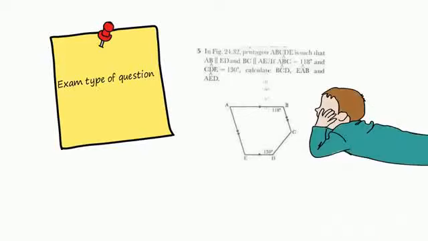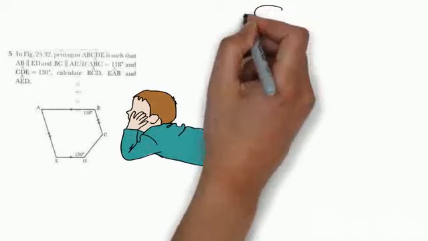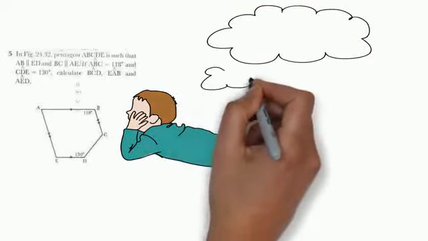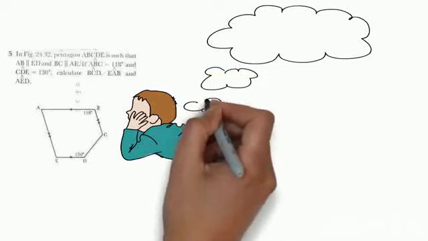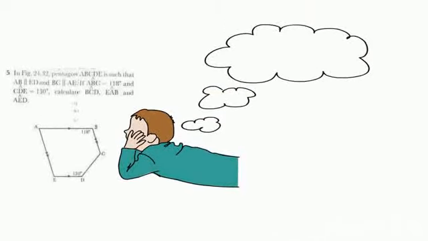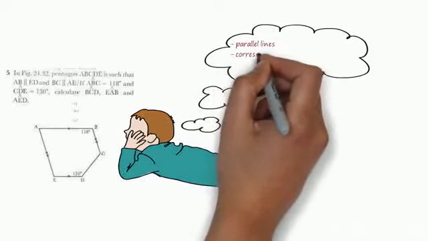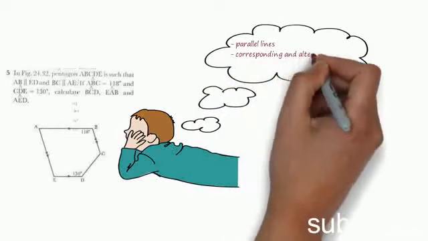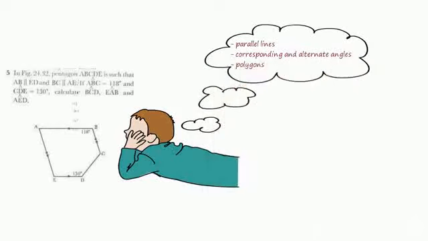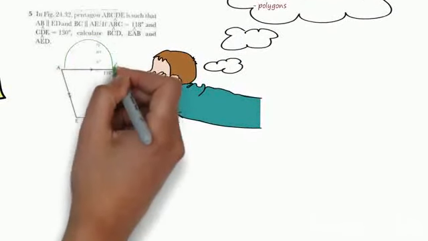Now, there's a question on the screen there. First of all, we read out the question, right? We see there's A, B, C, D. That's a shape, and that shape is a pentagon. And we can see there are arrows. Those arrows show AE and BC are parallel. And AB and ED, they are parallel. The moment you see that, you know that the knowledge of parallel lines, corresponding and alternate angles, and polygons are going to help you on that question.